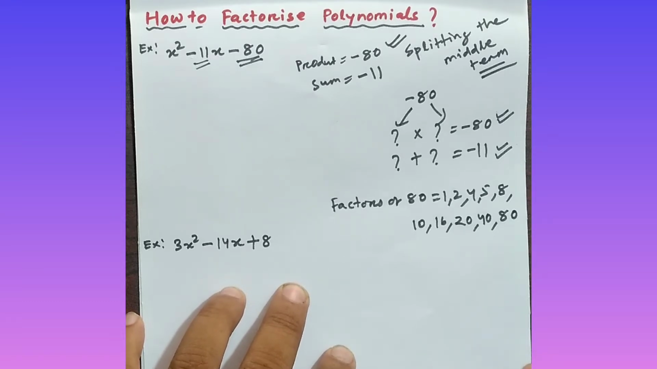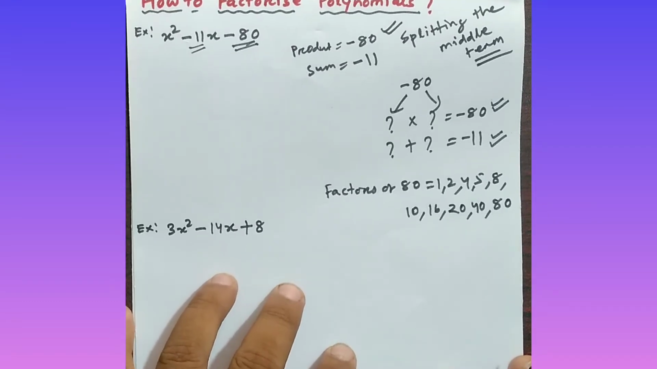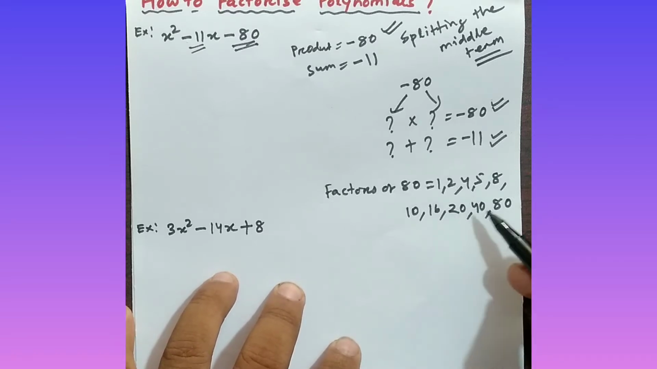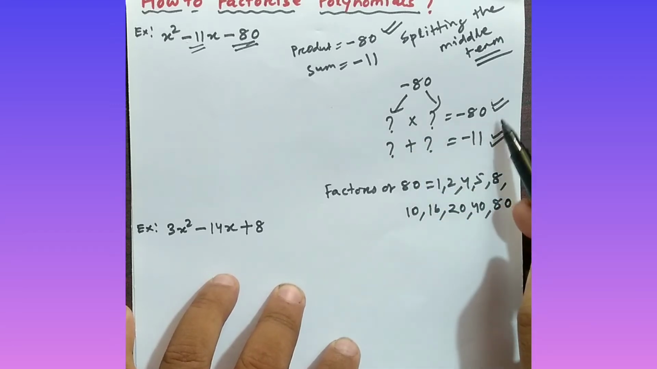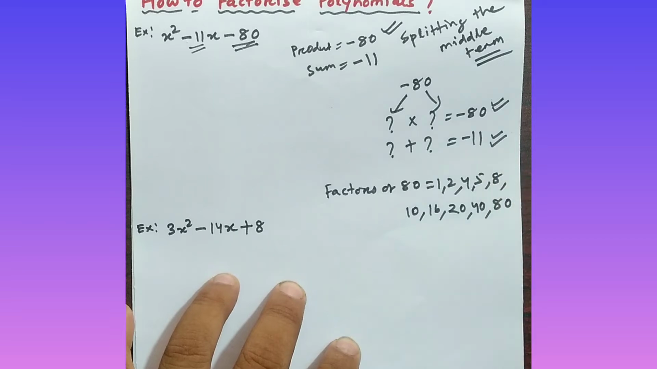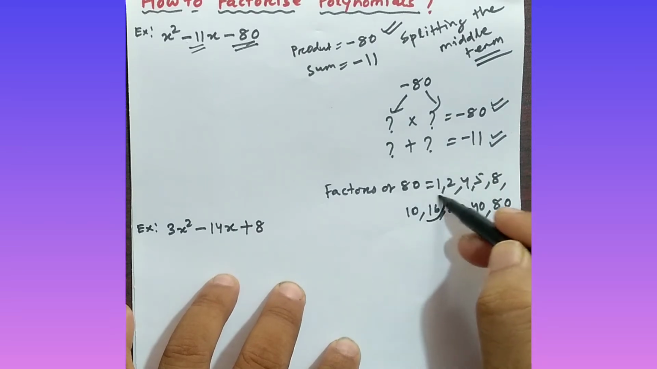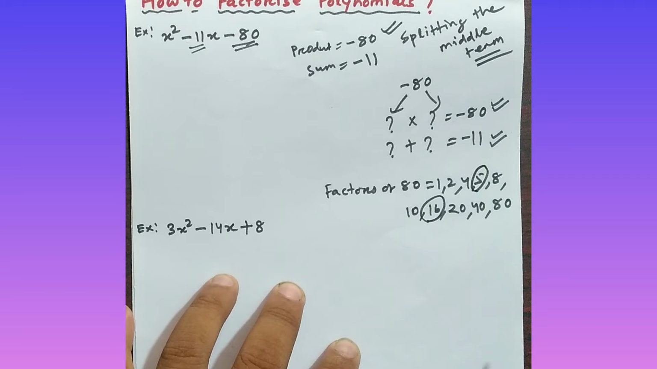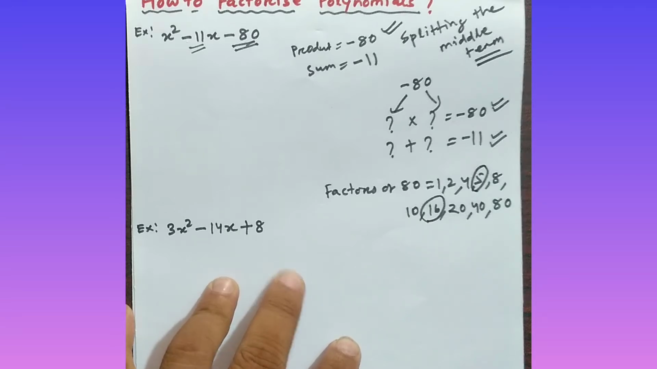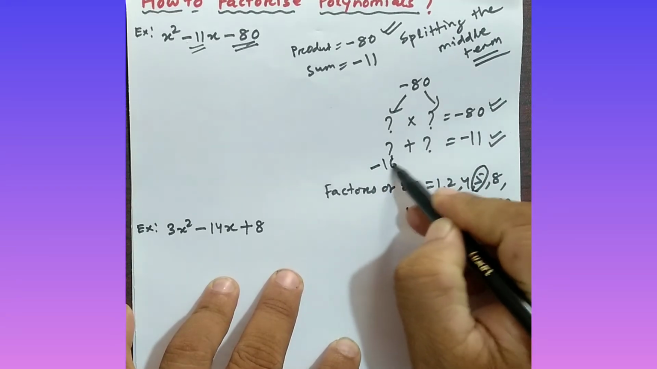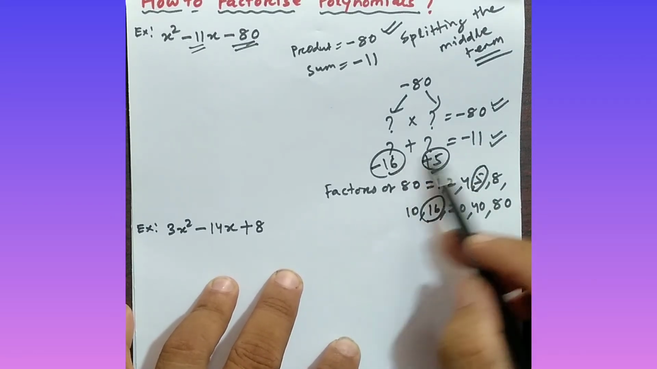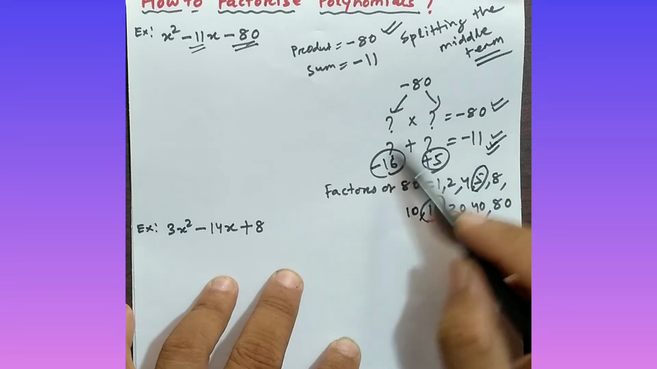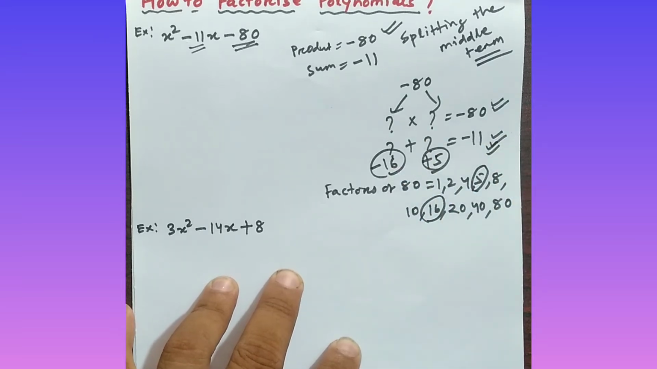Now consider the factors of 80. Out of these factors, you have to consider any two numbers whose multiplication will be minus 80 and whose addition will be minus 11. So I am considering 16 and 5. I take minus 16 and plus 5. Minus 16 plus 5, if you add, you get minus 11, yes. And if you multiply, you get minus 80, yes.